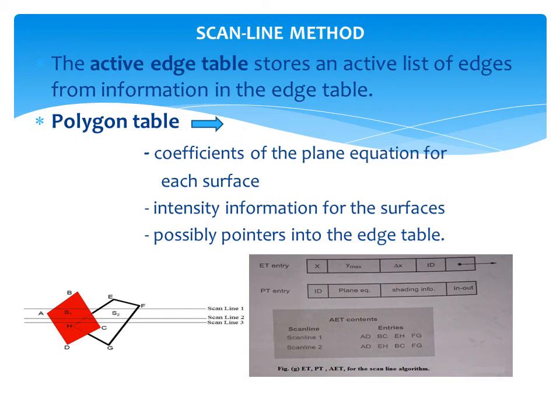Then the polygon table stores the following information: coefficients of the plane equation for each surface, intensity information for the surfaces, possibly pointers into the edge table. See the last diagram over here. This shows the data structure for each table. Edge table, polygon table, AET means active edge table.